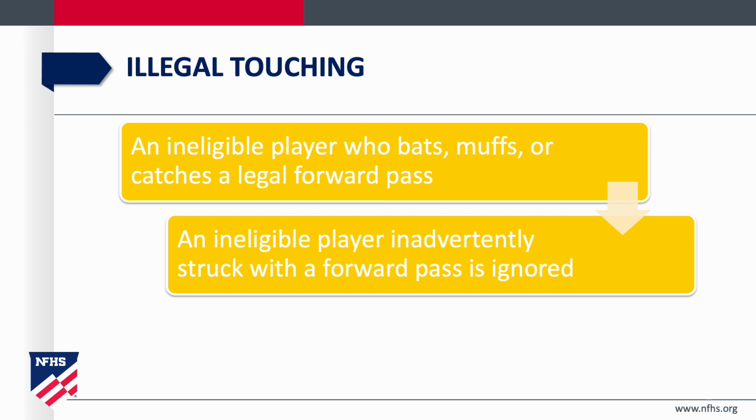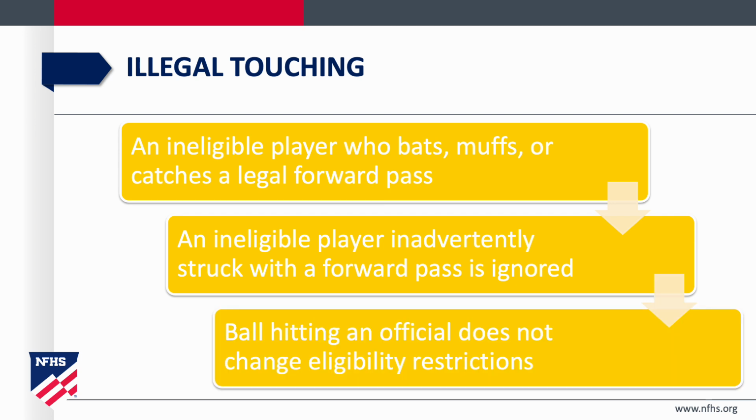However, if a quarterback hits an ineligible player with a pass intentionally while trying to escape pressure, he has still committed intentional grounding. If the pass hits an official during the play, eligibility restrictions don't change. If an ineligible player attempts to contact the pass, it would still be illegal touching.